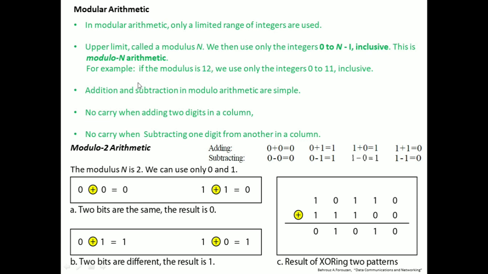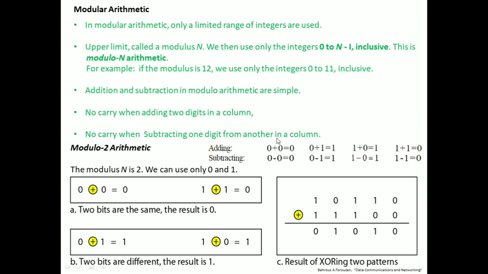Doing addition and subtraction in this modular arithmetic is very simple. We do not have any carry when we are adding two digits in a column, or when we are subtracting one digit from another digit in a column. So now let us see how we are going to perform this addition and subtraction using modular arithmetic.